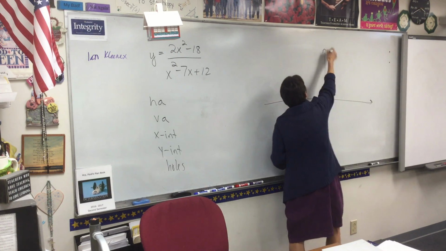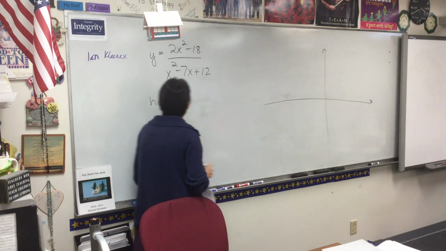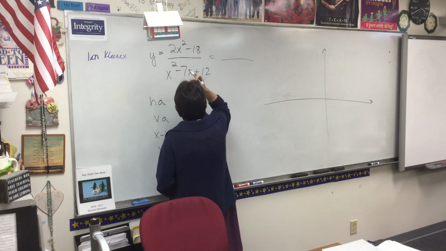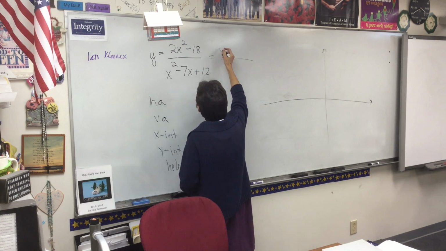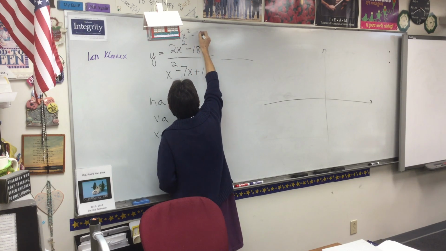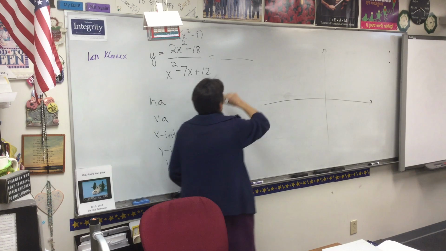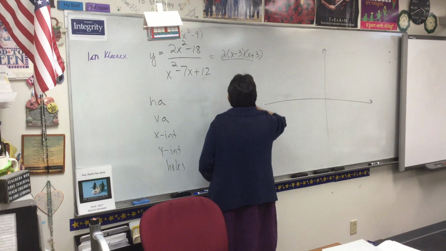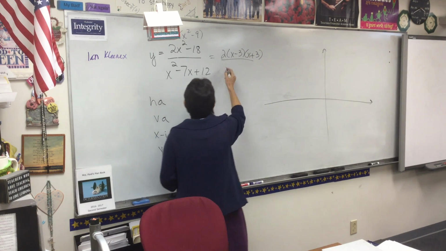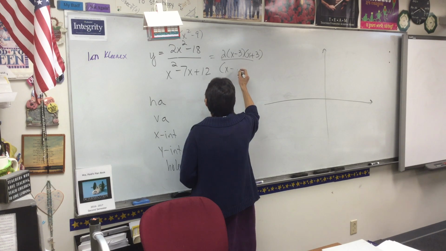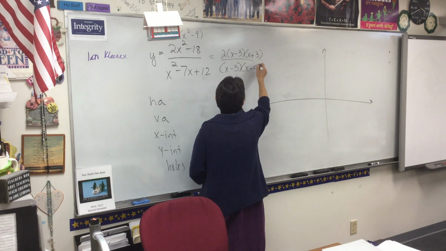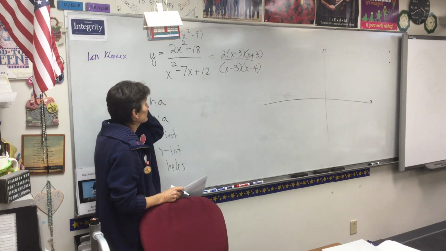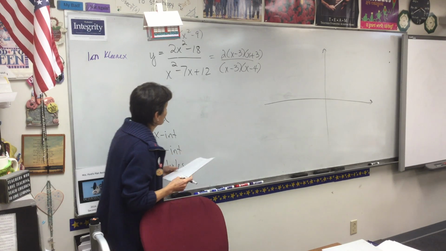All right, so how do you suggest we start? Factor. Factor. And on the top, you might want to think about taking out a 2, right? So then you have your difference of squares. And then on the bottom, let's see, minus 3, minus 4. So looks like we can cancel.